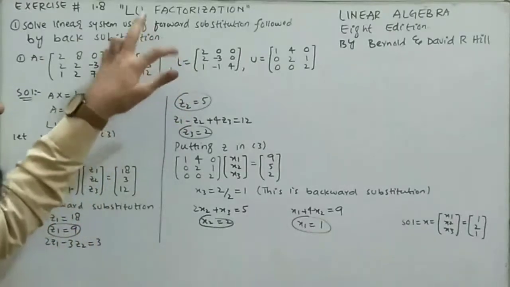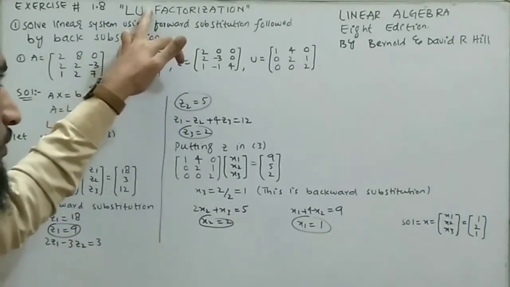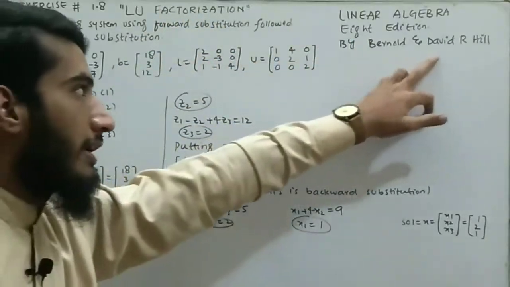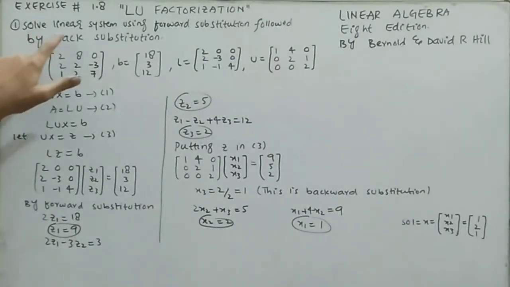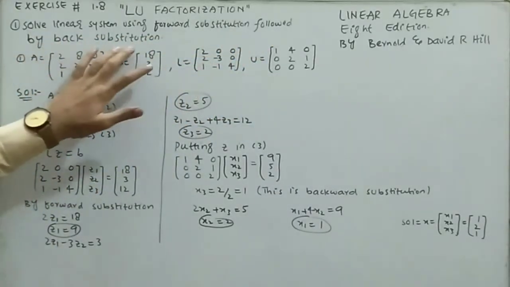This is totally related to the LU factorization. L means lower triangular matrix and U means upper triangular matrix. So, LU factorization, Linear Algebra, 8th edition, written by Bernard Kolman and David R. Hill. It tells that there are a total of 10 questions. The first 4 questions will be solved by this method: solve the linear system using forward substitution followed by back substitution.